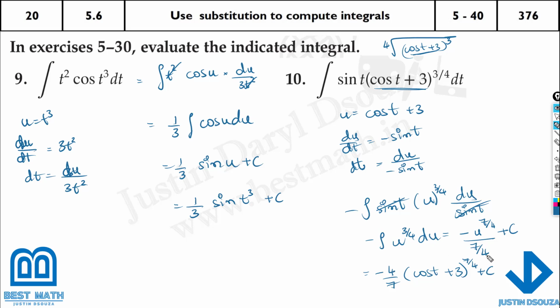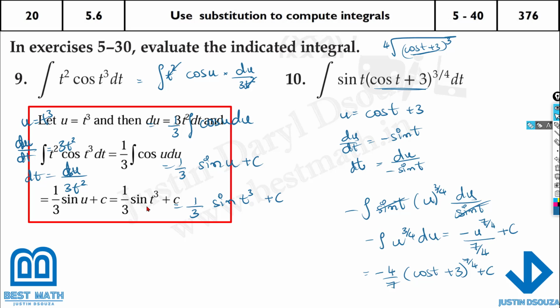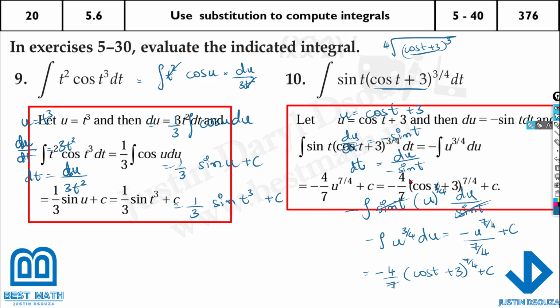This is how we solve it. And here we go, those are the answers. The first one was 1/3 sine t to the power 3, it's not sine cube t, the power 3 is on sine t, plus c. And this one was negative 4 by 7, cosine t plus 3, raised to the power 7 by 4, plus c.